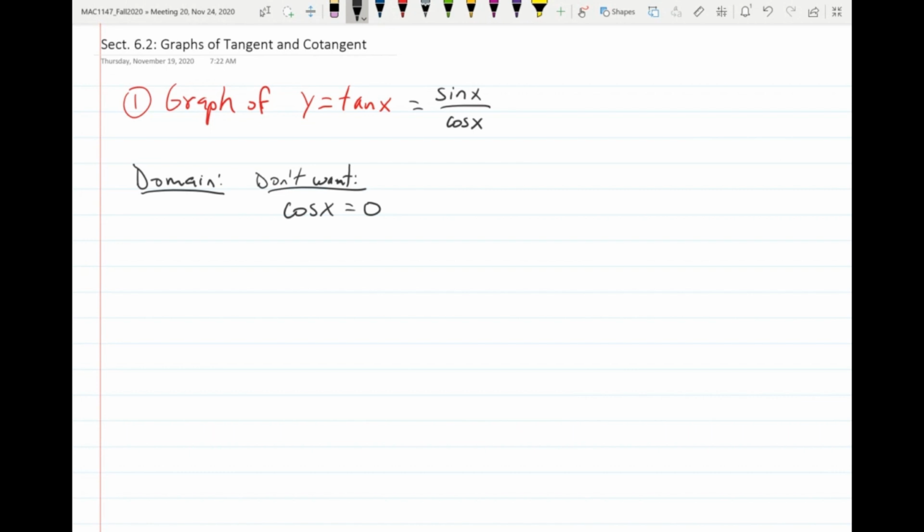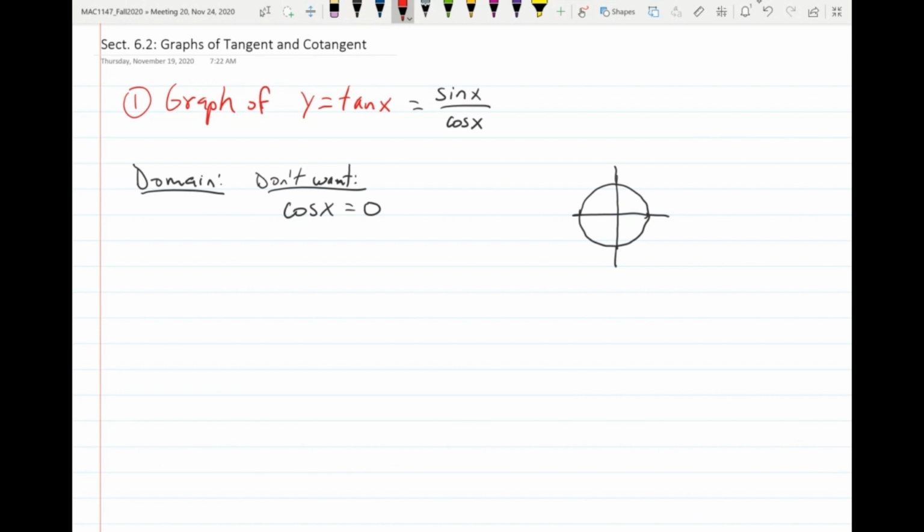All right, so we need to solve this equation: cosine of x equals 0. What are the solutions to this? Remember, you may want to use the unit circle to help you out a little bit. When is cosine equal to 0? That happens on the points whenever you have a point on the unit circle with x equals 0.